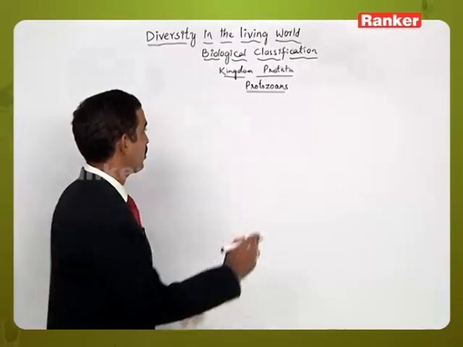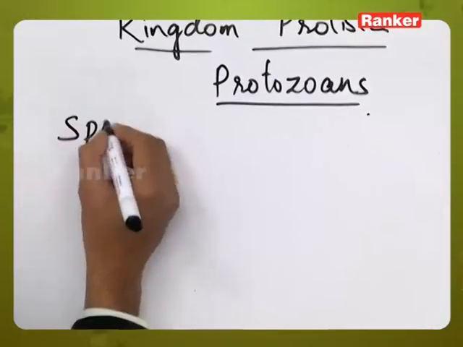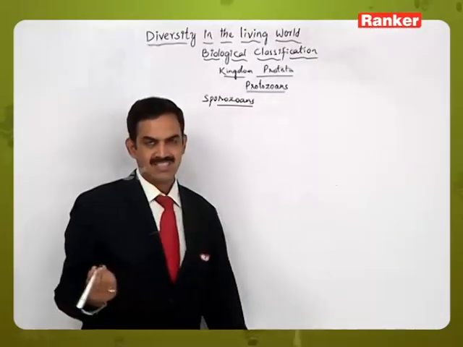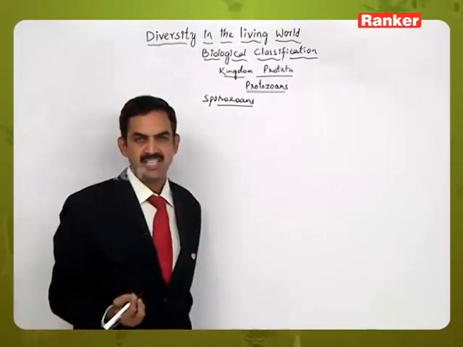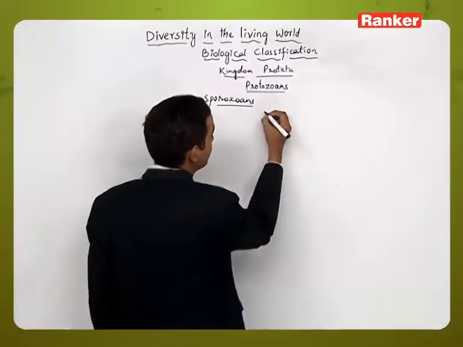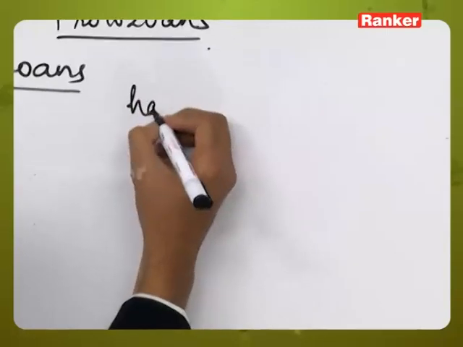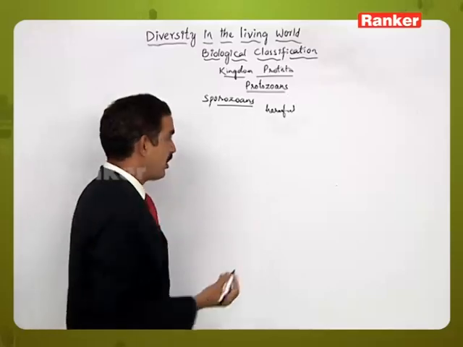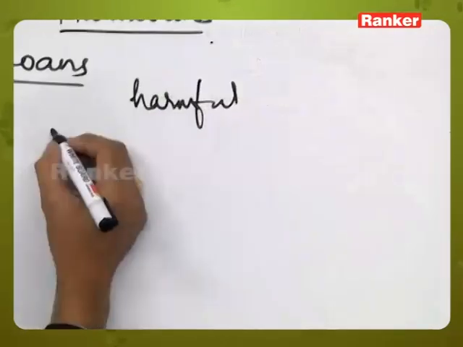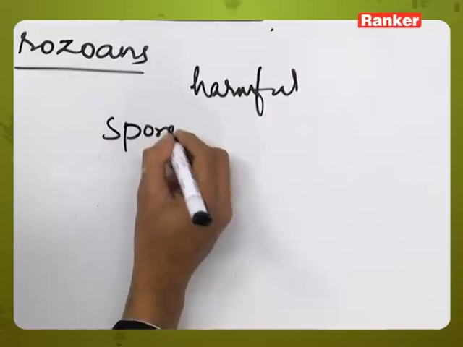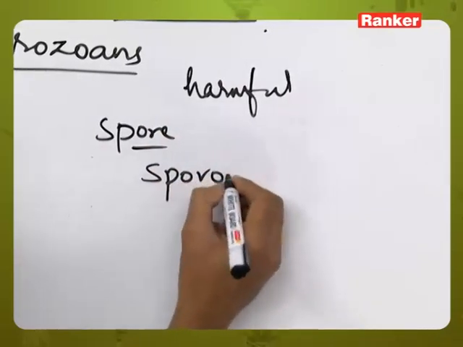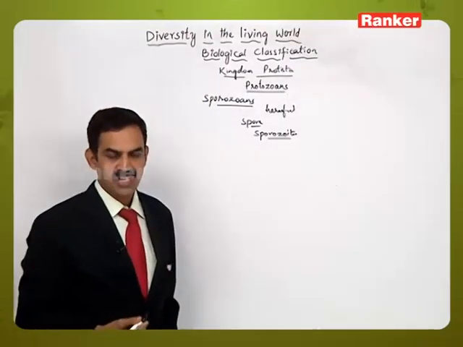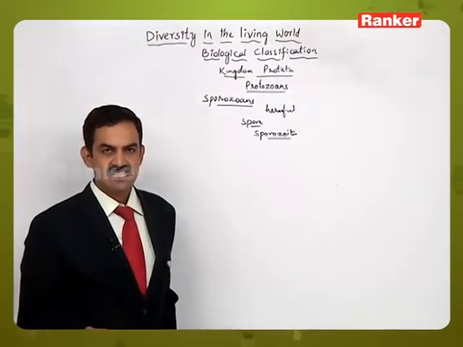The last one in the protozoans is the sporozoans. Sporozoans are considered to be more notorious, and they are harmful. They cause diseases in some living organisms, like in human beings, and these are the ones which produce special spore-like structures. These structures are called sporozoites. These sporozoites are infectious structures which cause diseases in human beings.